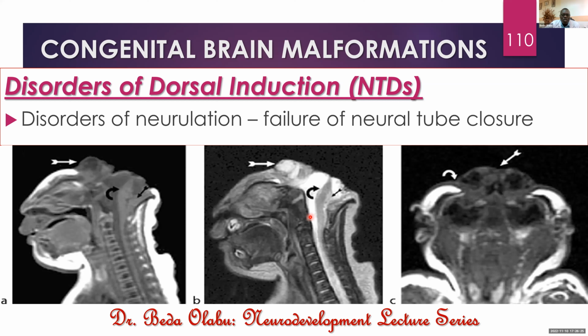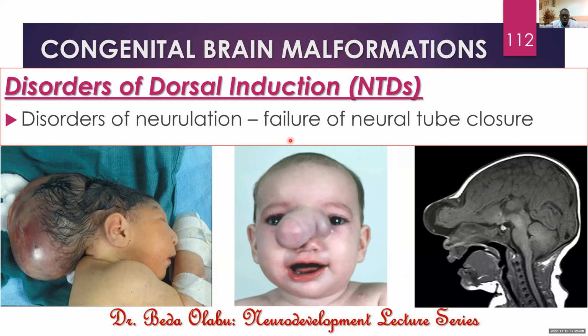brain. We also have what we call cephaloceles. Cephaloceles are protrusions through defects on the skull and dura mater. These protrusions can be large or small. They may contain CSF pockets as a cyst, then we call them meningocele, or they can include brain tissue within that cyst, and we call that encephalocele. So you have meningocele and encephalocele.